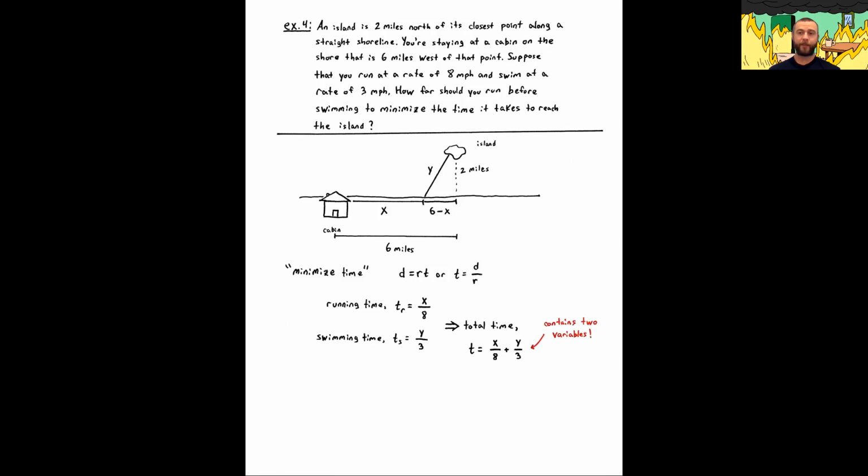Now, you might want to pause the video to see if you can come up with the constraint. Take a look at the second part, the sketch with the island and the distance y, and see if you can find a secondary equation that relates x, y, and that given 2 miles. We'll check in about a minute.